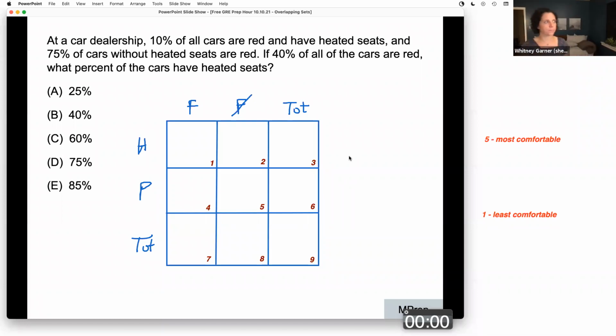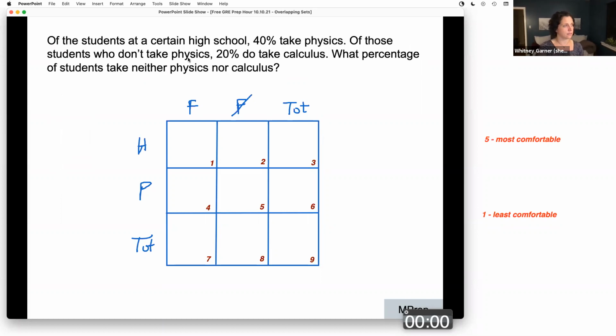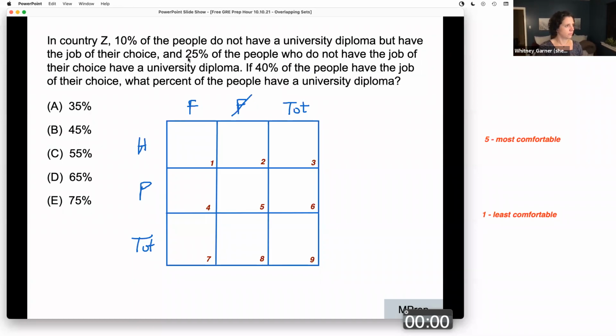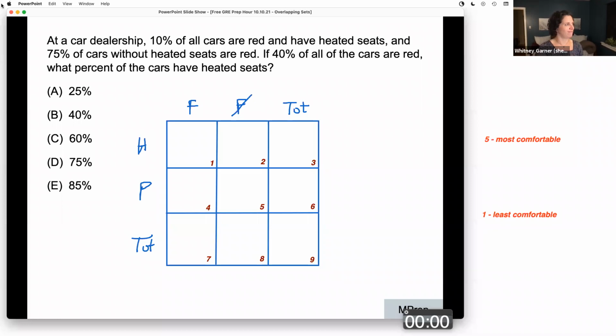Let's try this one. This time we have car color and heated seats. There we go.